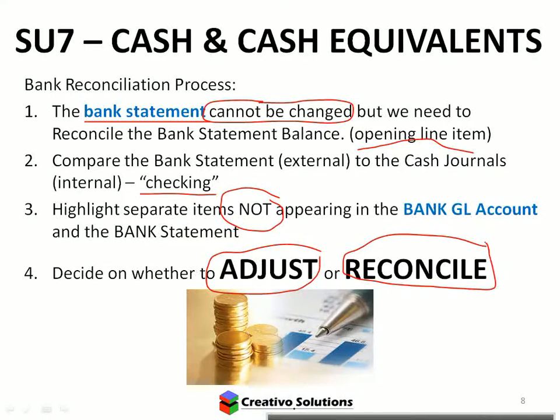It's one or the other. So you adjust when you need to fix or change something. You reconcile if the bank needs to do something. That's what we need to see. That's the process. So what are we going to have in our books?